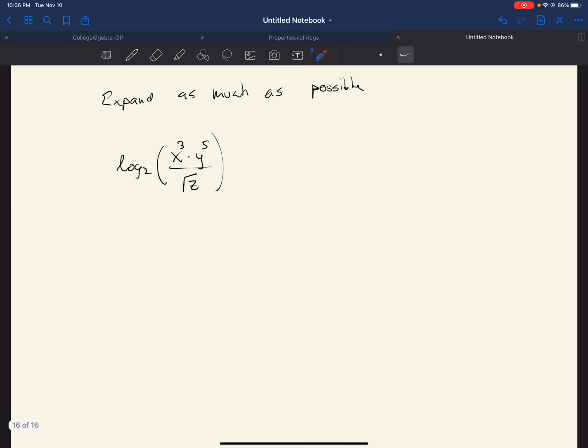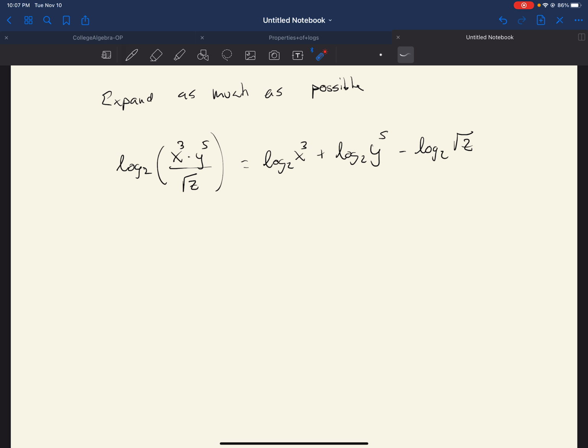That means in this example, I can say this is log base 2 of x cubed plus log base 2 of y to the fifth. And now since that square root of z is on bottom, that's going to get a minus log base 2 of the square root of z. And here's a couple things I'm going to remind you of. Those powers pull down, so I'm going to pull those powers down for sure.